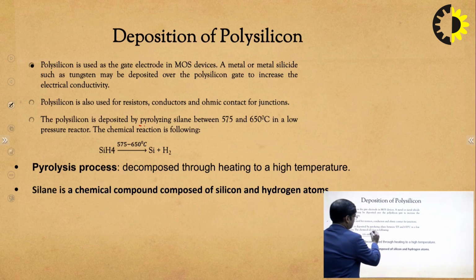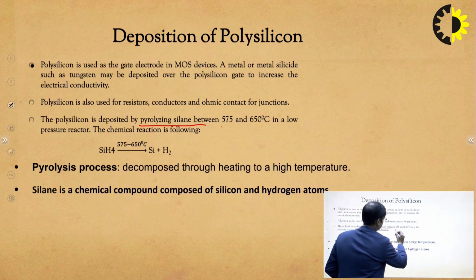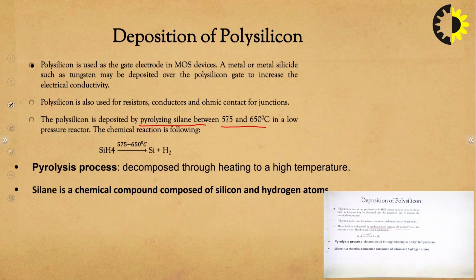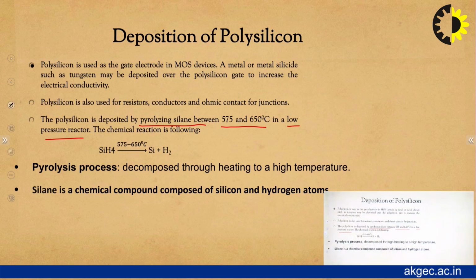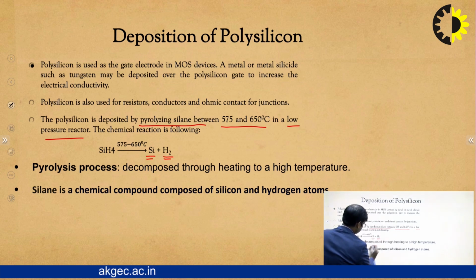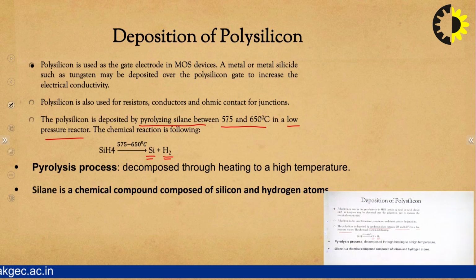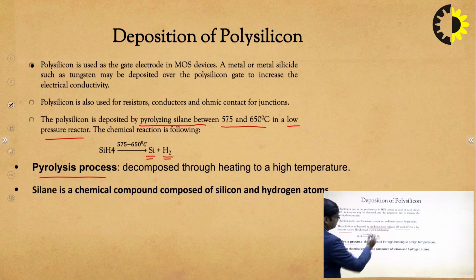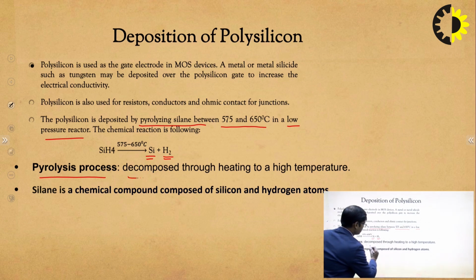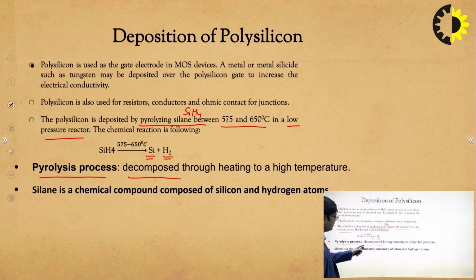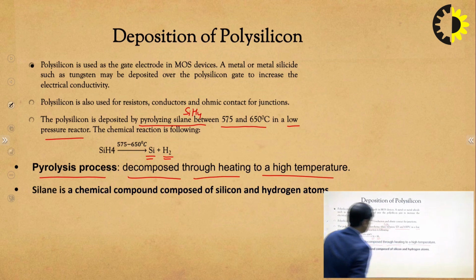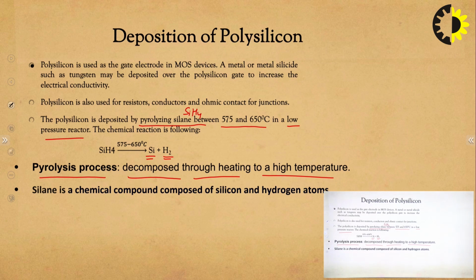Polysilicon is deposited by pyrolyzing the silane at a temperature of about 575 to 650 degrees centigrade in a low pressure reactor. The chemical reaction involved in the deposition of polysilicon film is SiH4 at a temperature of about 575 to 650 degrees centigrade gives us silicon plus hydrogen. Hydrogen is a byproduct that can be removed and the silicon layer is deposited. The pyrolysis process is a decomposition of silane, SiH4, through heating at a high temperature. So, that is the chemical reaction involved in the deposition of polysilicon film.